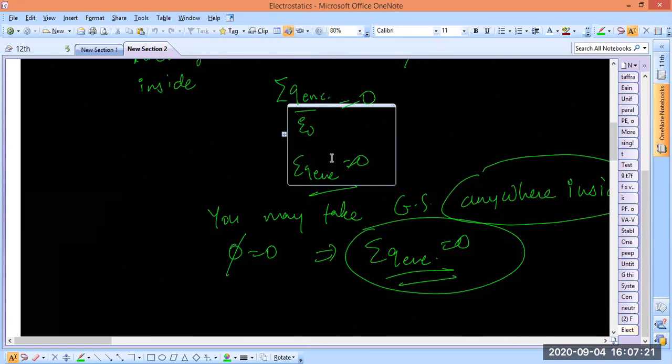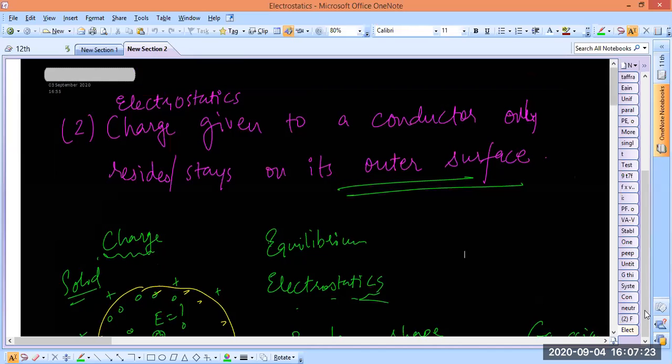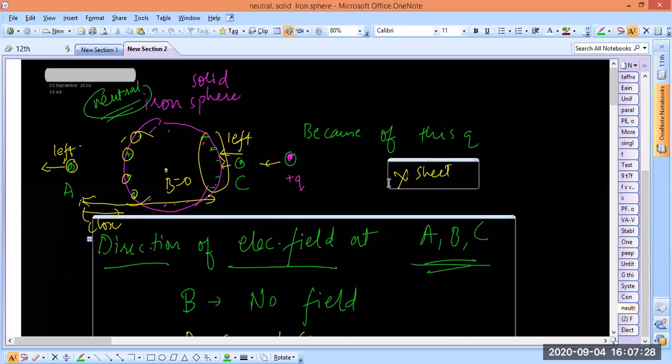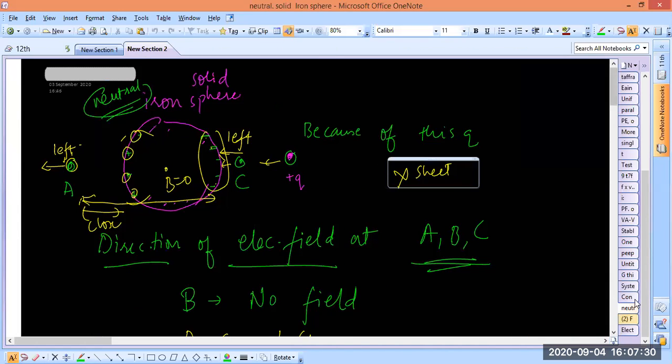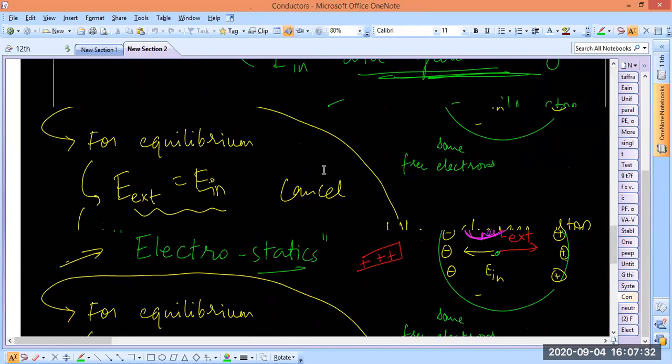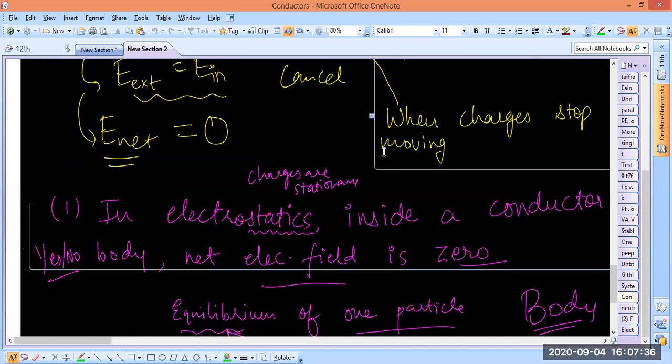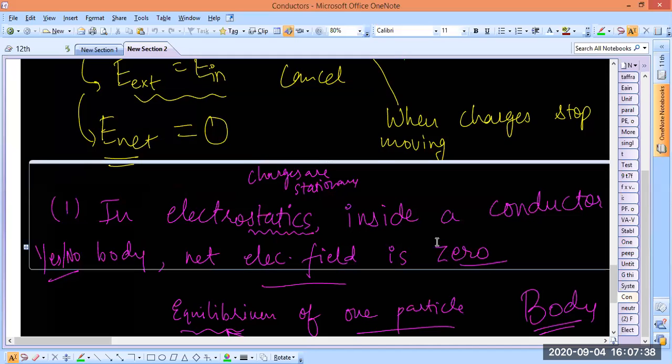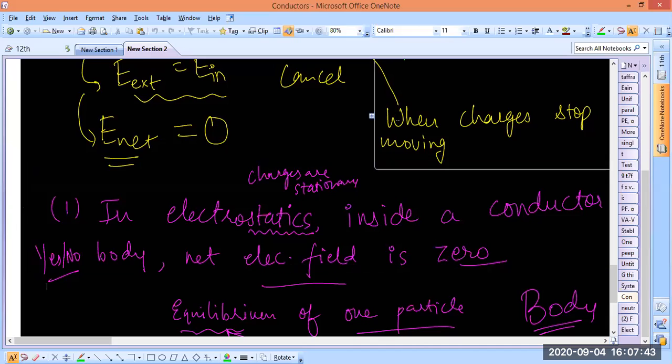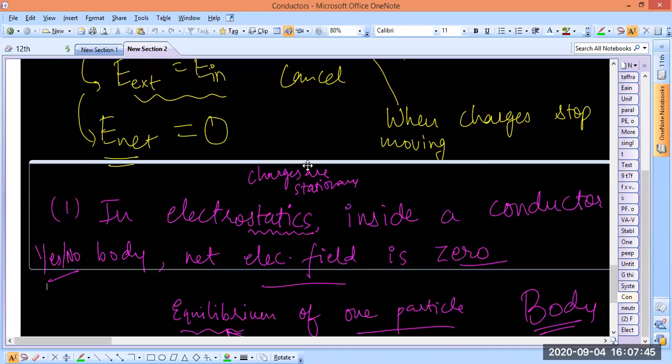Okay, so we discussed two properties of electrostatics so far. The first one is that in electrostatics, inside the conductor body, the net field is zero, right? And whenever we say electrostatics, it means when everything has come into equilibrium and charges are stationary, right?